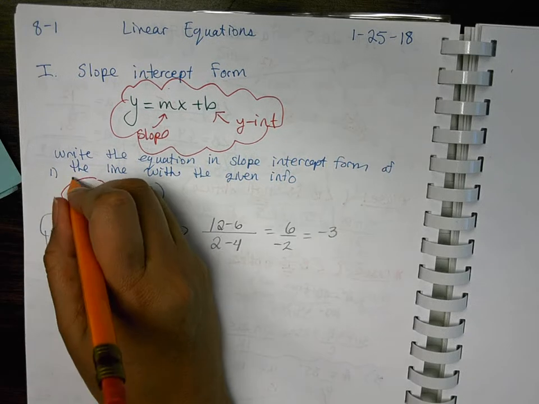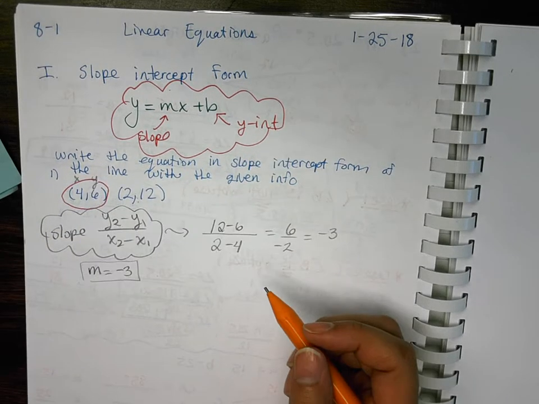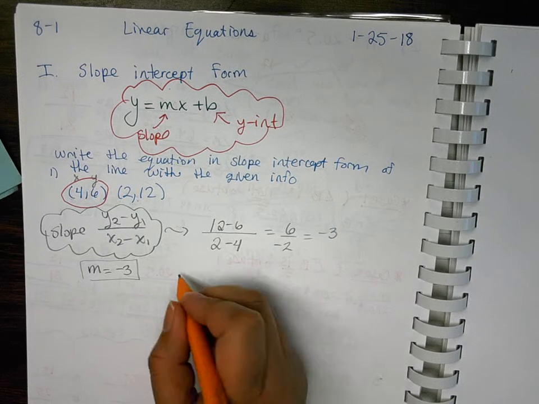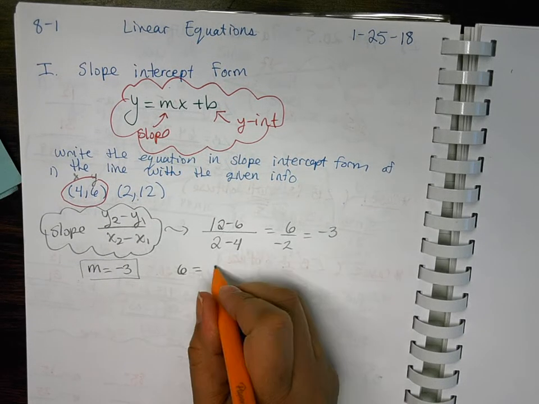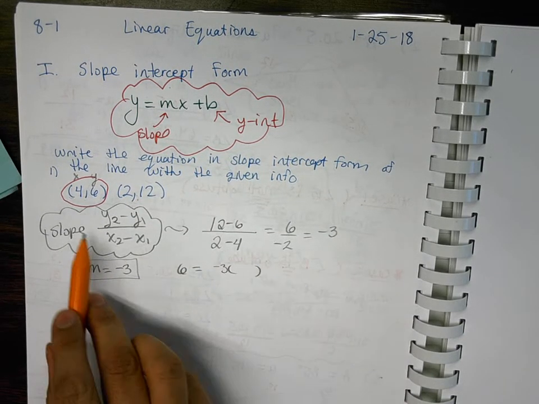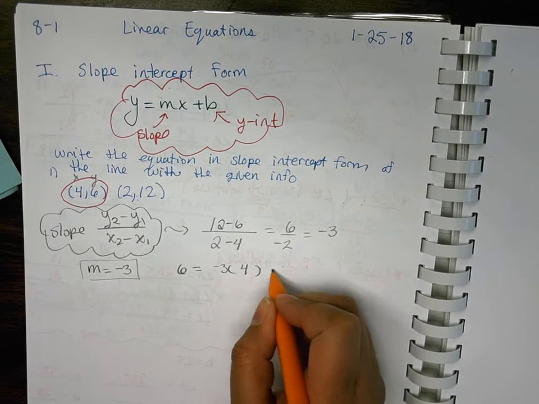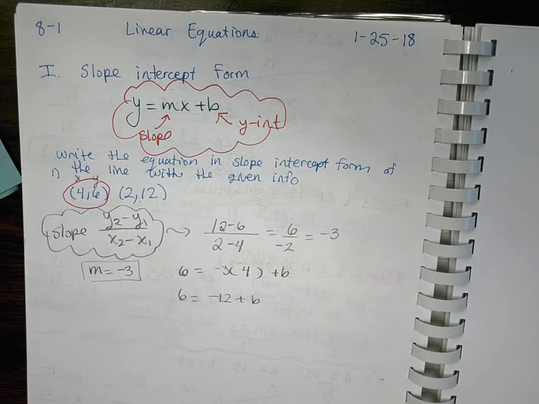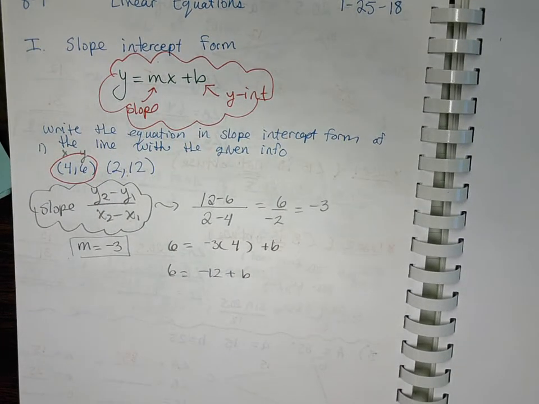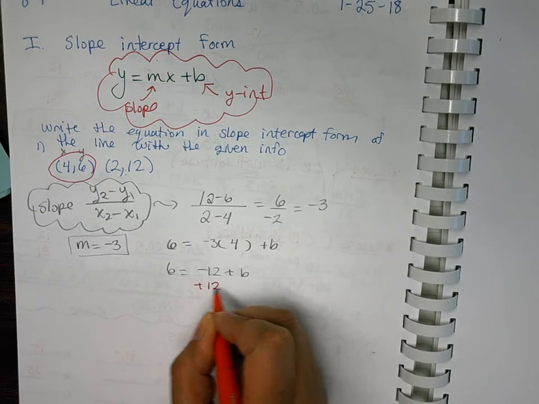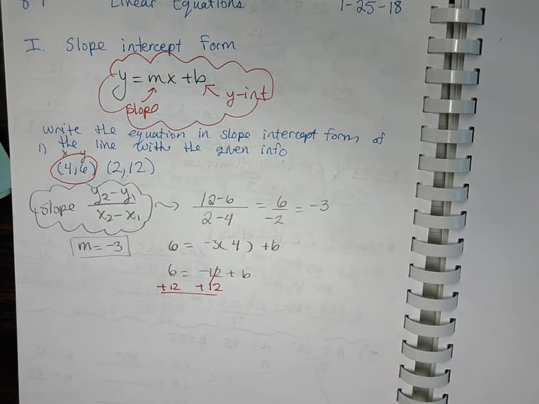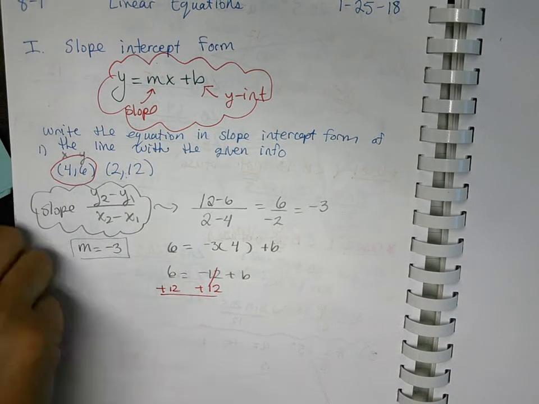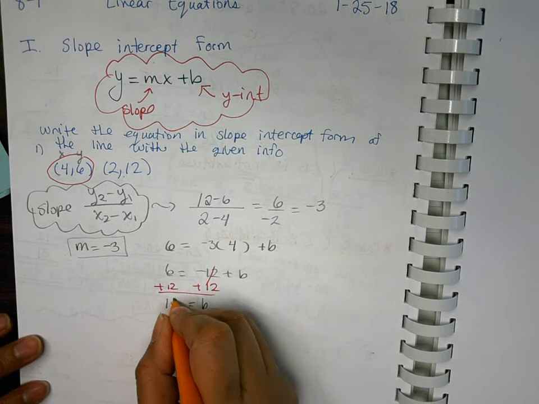All right, for me, I'm going to put 6 equals, m is negative 3 times x is, for me, 4, plus b. 6 equals negative 12 plus b. Go ahead and add and find your b. And what does b come out to be? Did anybody use the (2, 12)? Did it work? Yes? Good. So it doesn't matter. Pick one. b equals 18.